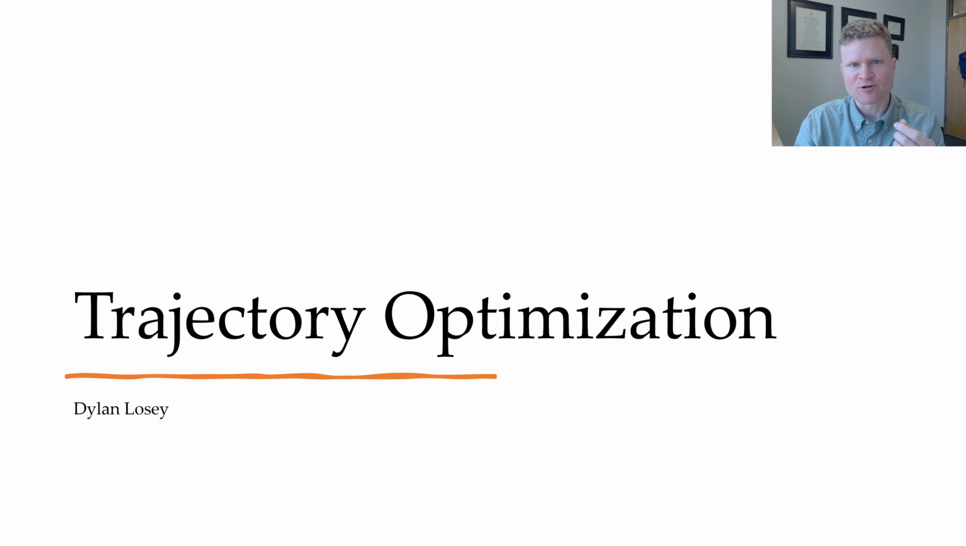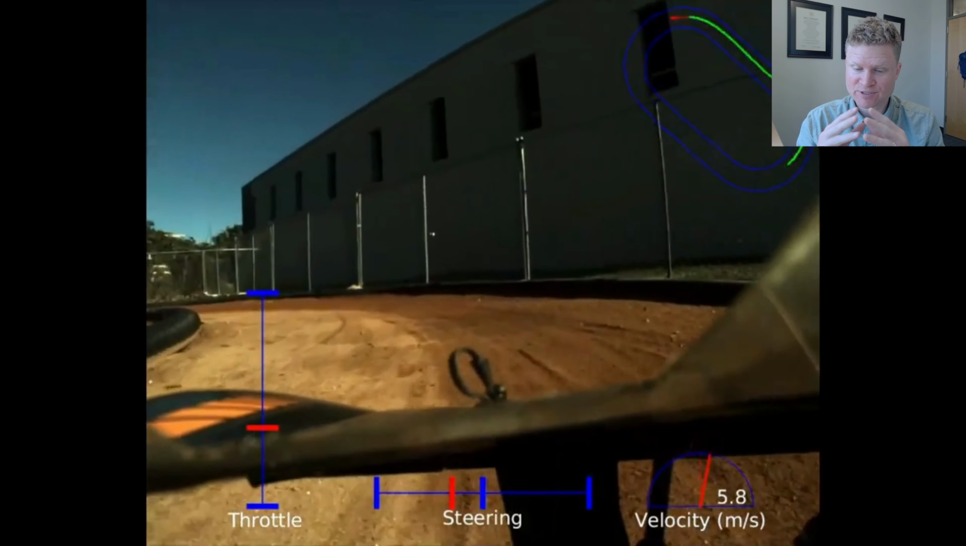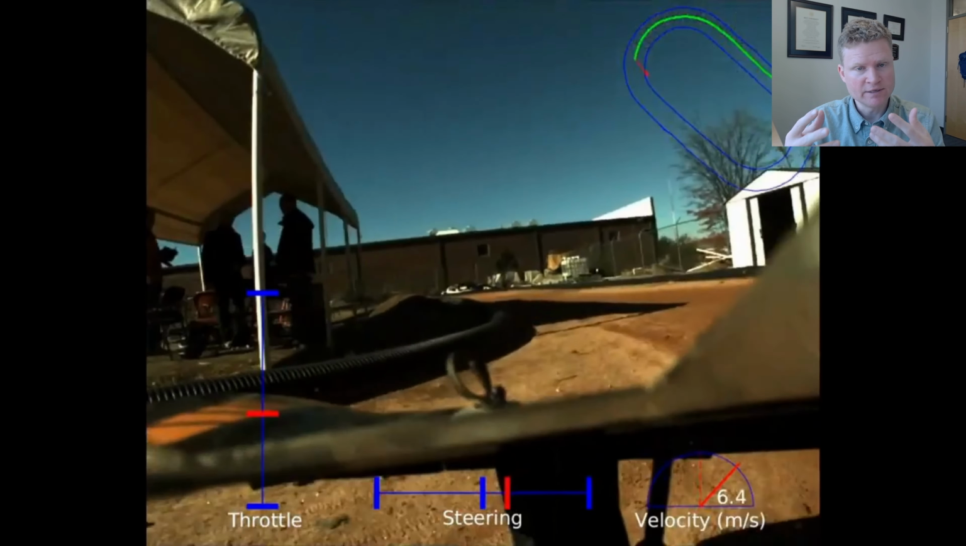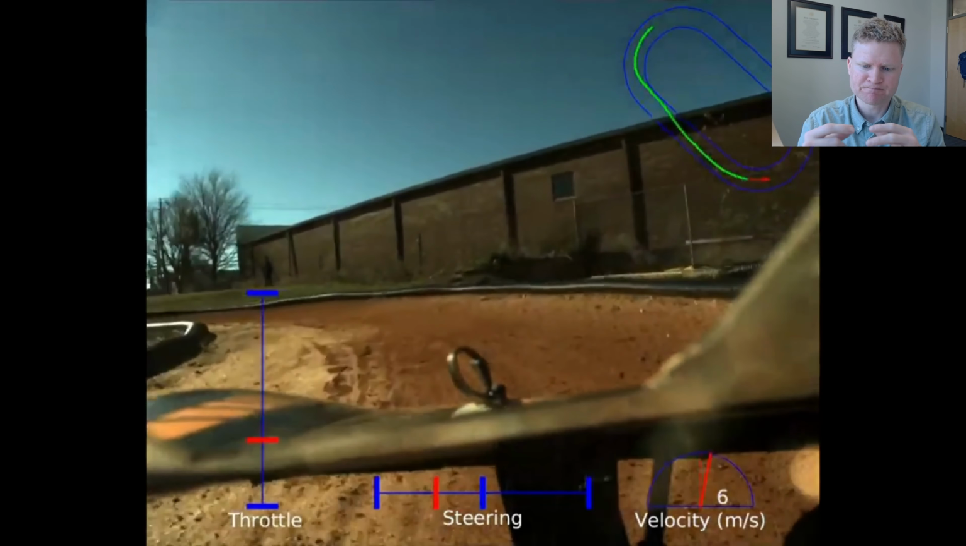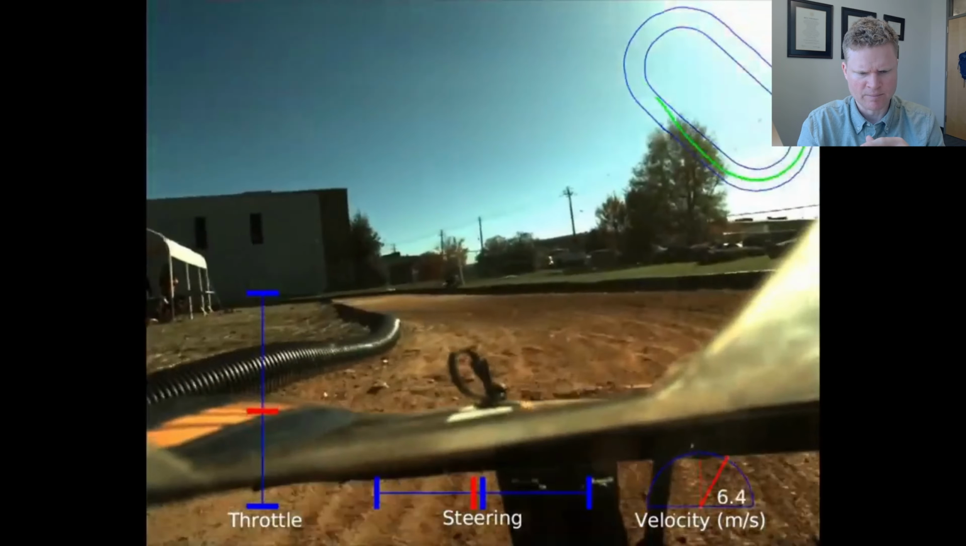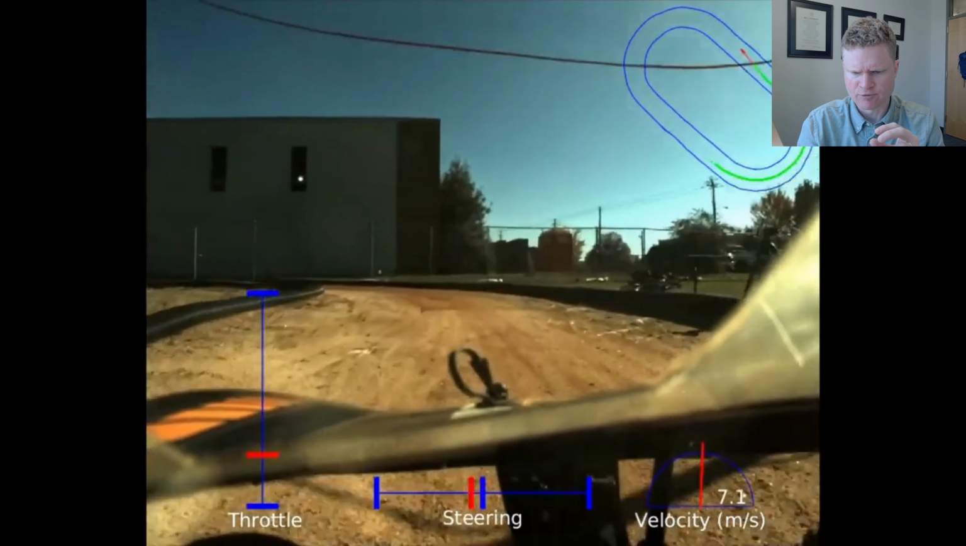Today we have our 30-second lecture on trajectory optimization. All right, so let's get started with a video. Now, this is a video of a small RC car that is driving around a racetrack. The inputs for this car are at the bottom, where you can see the steering and the throttle.